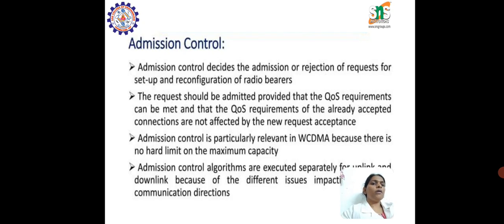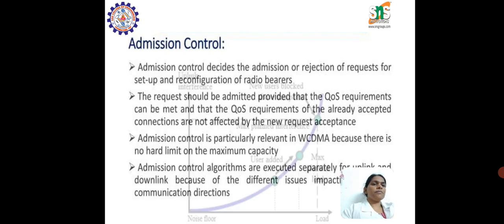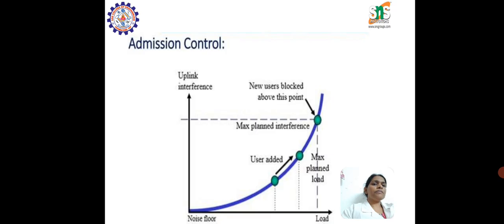And also admission control is important in WCDMA because there is no hard limit on maximum capacity. Also, the admission control algorithm is executed separately for uplink and downlink because of the different impact in each communication direction. This is the communication in the uplink, how the noise rises and the new user is blocked at this point.